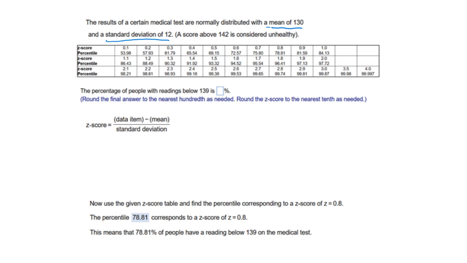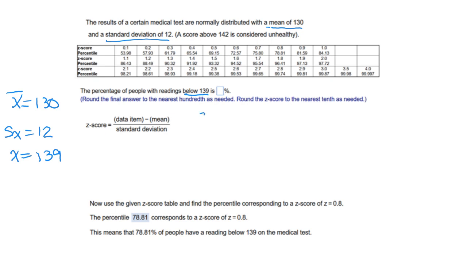So in order to use our table, we need a z-score. In order to do the z-score, we need to have our data item, the mean, and the standard deviation. So from the reading, we have our mean, our x bar, which is 130. We have our standard deviation, which is 12. And then our data item, our X value, is given in the reading. It says the percentage of people with the readings below 139. So 139 is our data value.